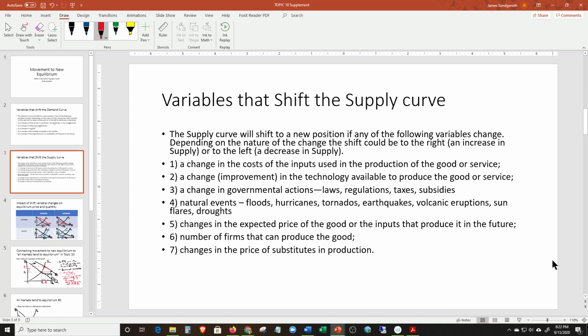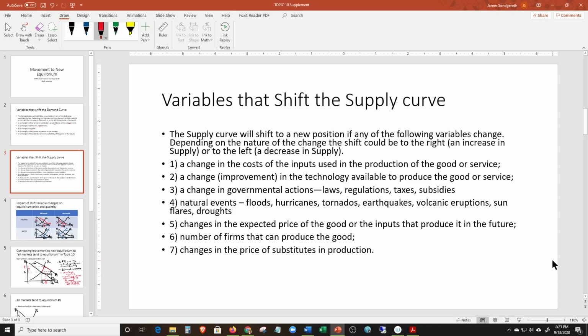A change in governmental actions: laws, regulation, taxes, subsidies. Taxes and subsidies, I think, are self-explanatory. Higher taxes on an activity shift it to the left. Lower taxes, to the right. Higher subsidies shift it to the right. Lower subsidies or no subsidies, to the left.